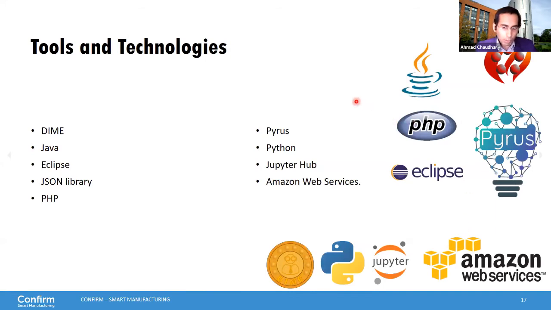The tools and technologies used for these implementations and extensions are DIME, Java, Eclipse, JSON library, PHP, Pyrus, Python, Jupyter Hub, and AWS.